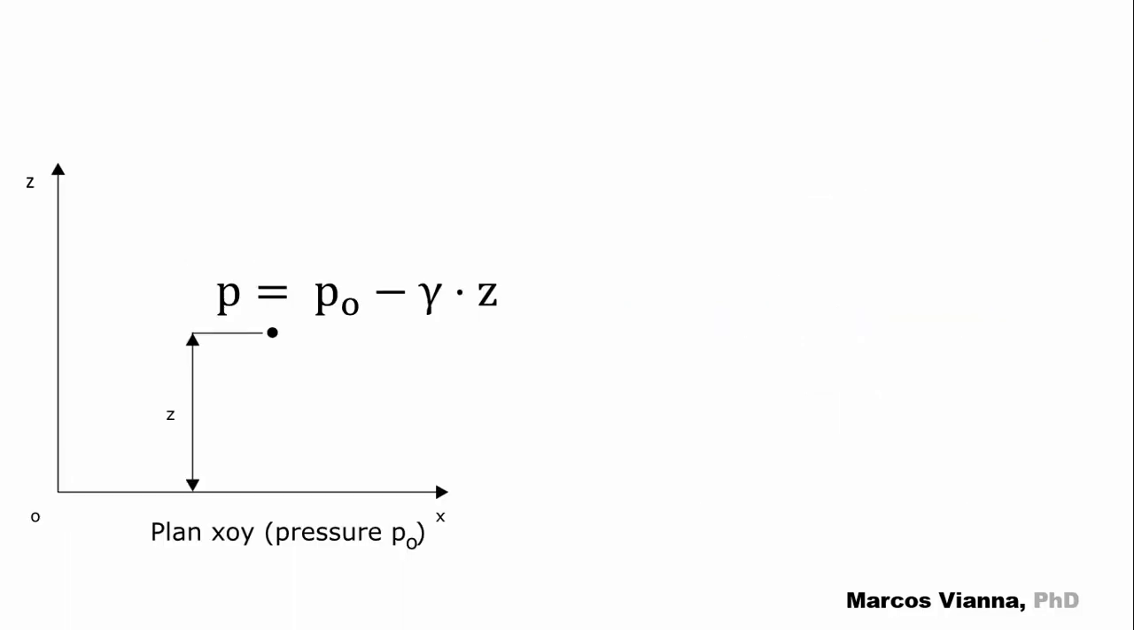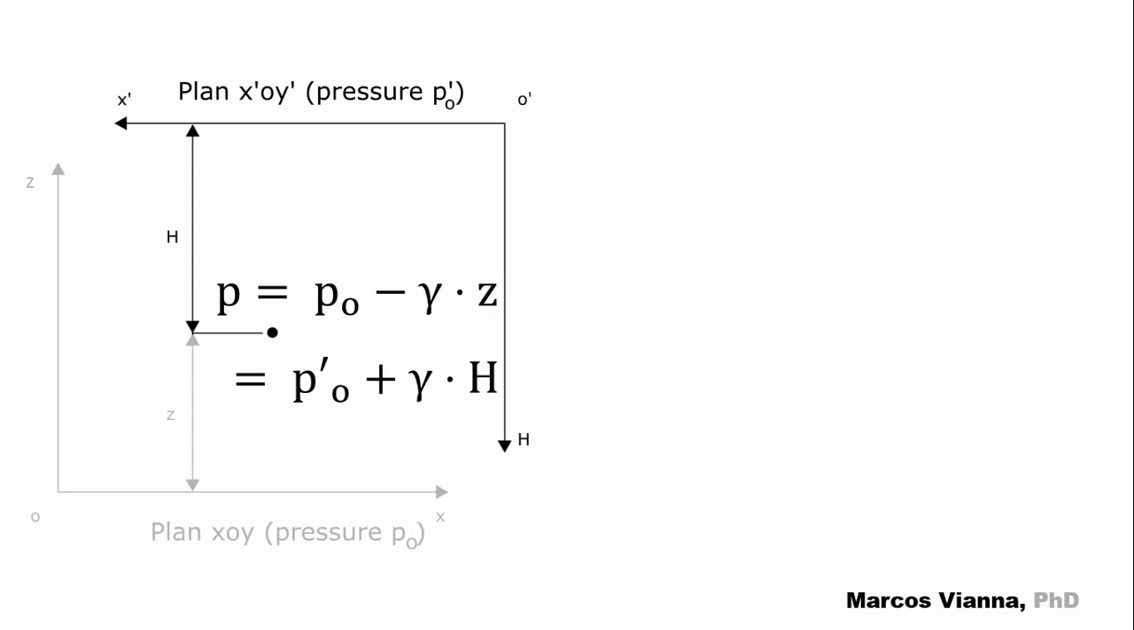See this graph. The y-axis is not seen because it's perpendicular to the screen. So the x-axis represents a horizontal plane. If p0 is the pressure on it, the pressure at the elevation z will be p0 minus gamma z. Now, if we consider an h-axis also vertical but positively oriented downward, then we must write p equals p0 prime plus gamma h.